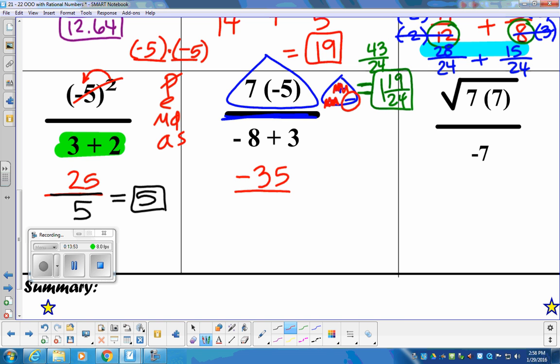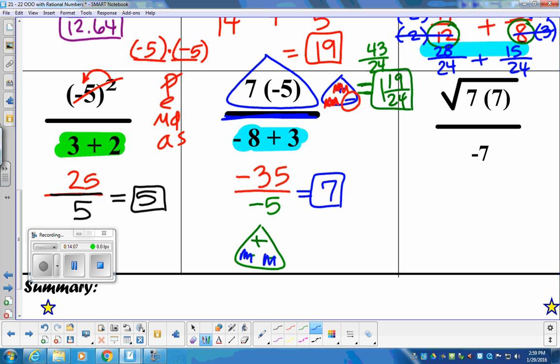In the denominator is a money in the bank problem. So in that denominator, I have -8 plus 3. Do I have enough money to spend? No. I'm short $5, which is -5. This is a triangle problem coming out of the bottom. So you have a negative on the 35, a negative on the 5. Final answer is +7. +7 on the bottom.